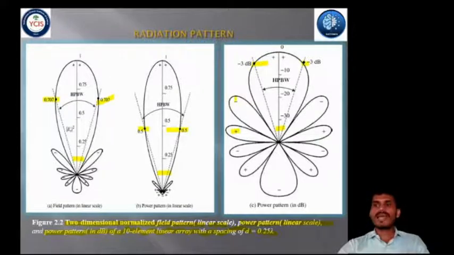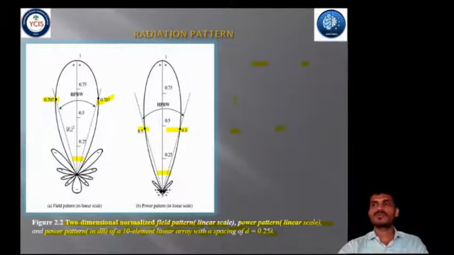Based on their respective patterns, referred to as half power beam width and illustrated in figure 2.2. This is your figure 2.2, this is discussed. It can be discussed later once again.